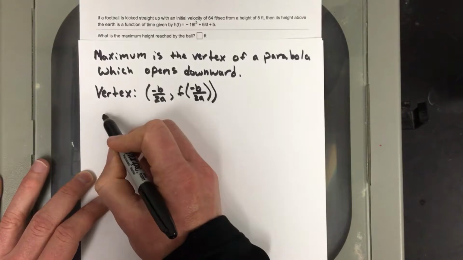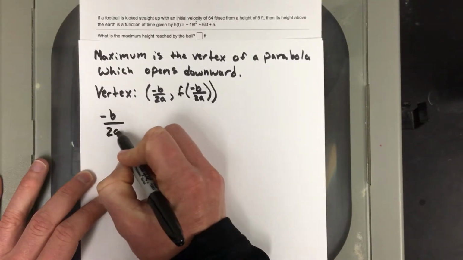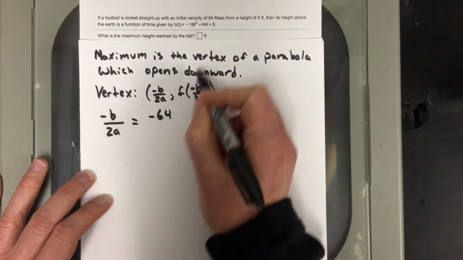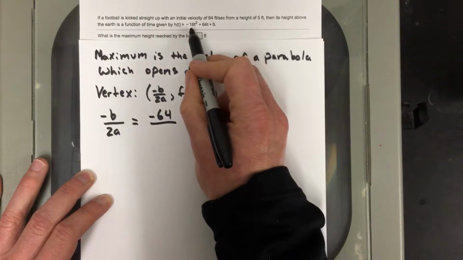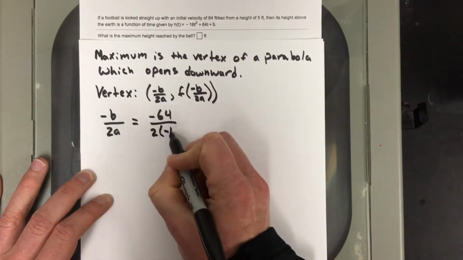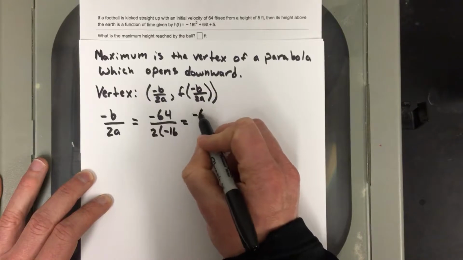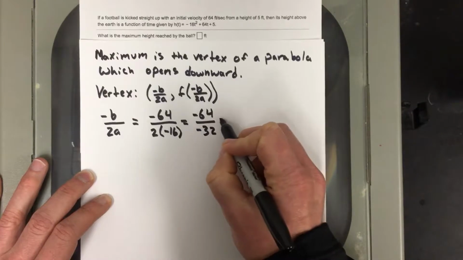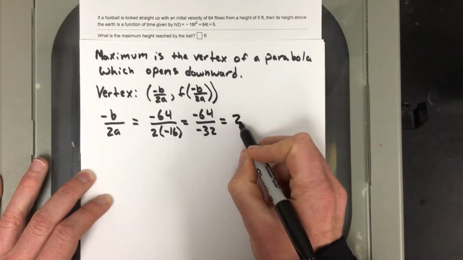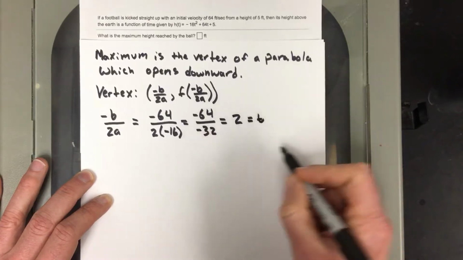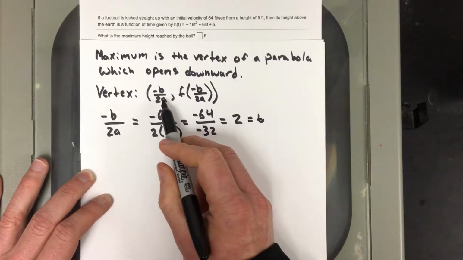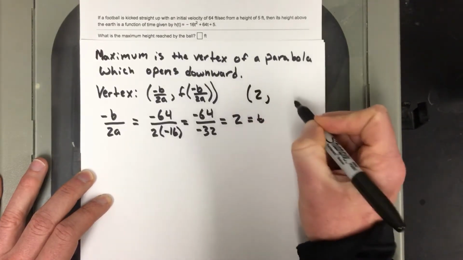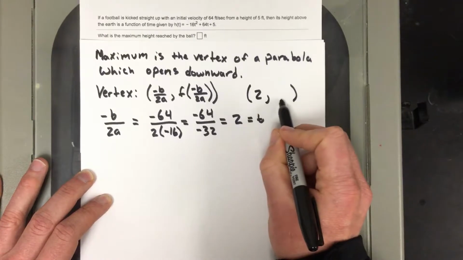So let's start with negative b over 2a. Well, that's negative 64, because that's b, over 2 times negative 16, which gives negative 64 over negative 32, which then gives 2. So this is what my time is. I can say that equals t, but 2 is the initial part of my vertex. So I'm going to write that out here, 2, comma, and what I'm going to find is the height now, because that's what my goal was.